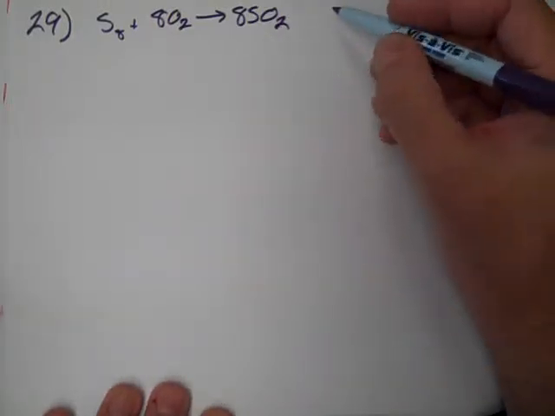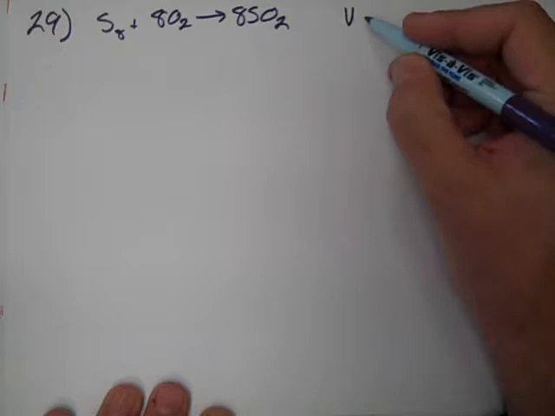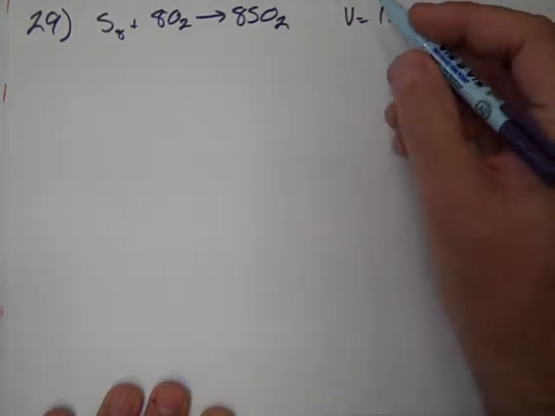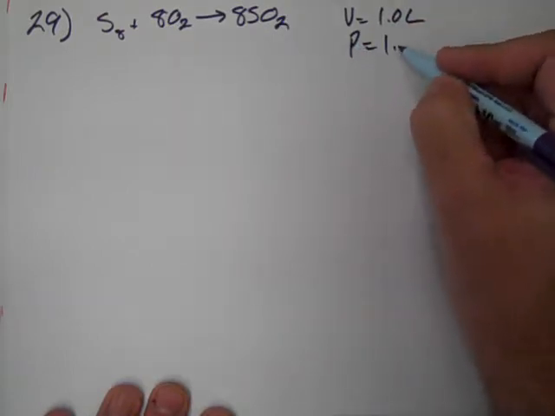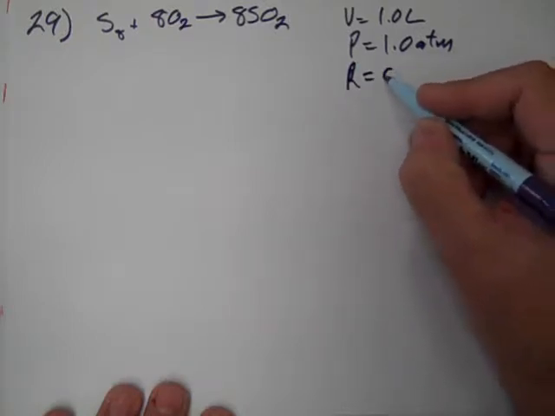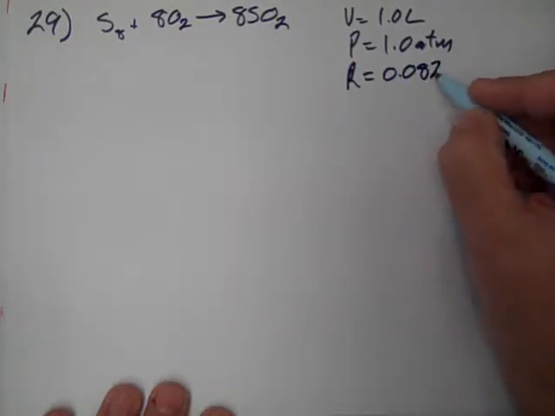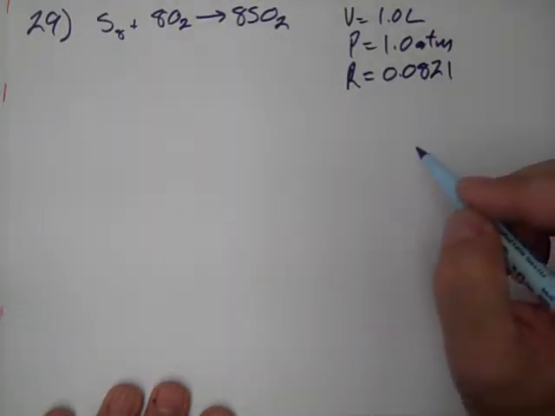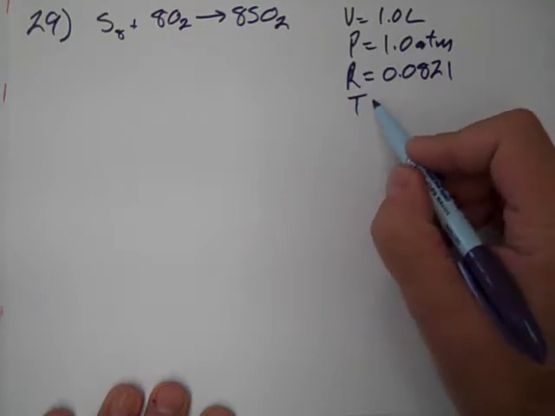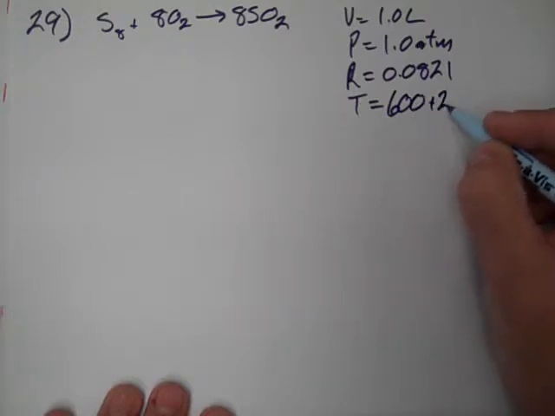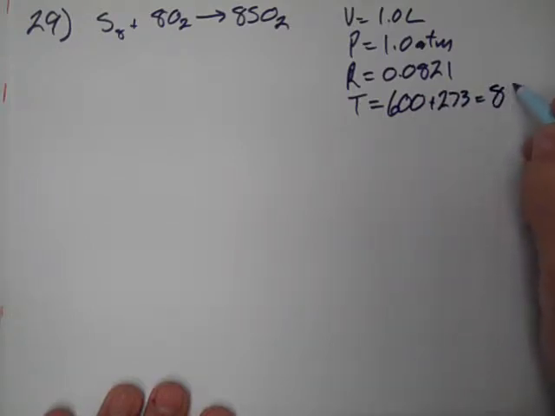So what I know at the beginning is that the volume equals 1 liter, that the pressure equals 1 atmosphere, which means that my R will be 0.0821, because that's the one that matches atmosphere for pressures, and that my temperature is going to equal 600 plus 273, 873 Kelvin.